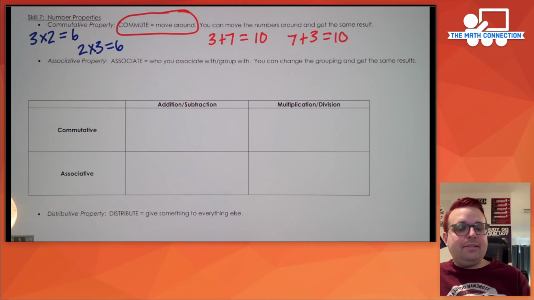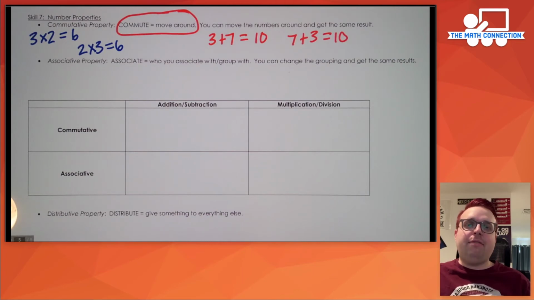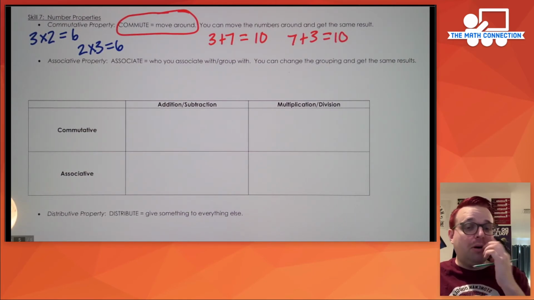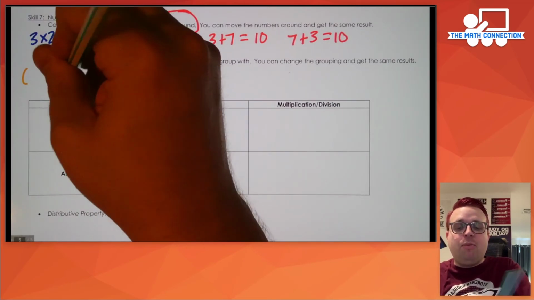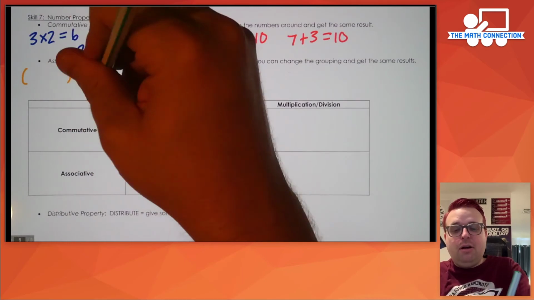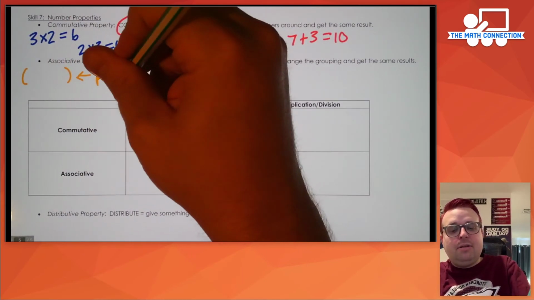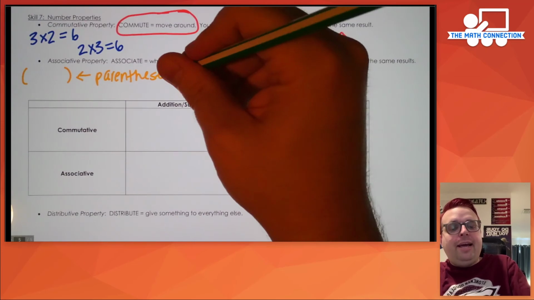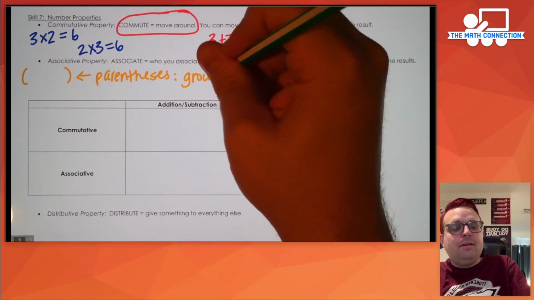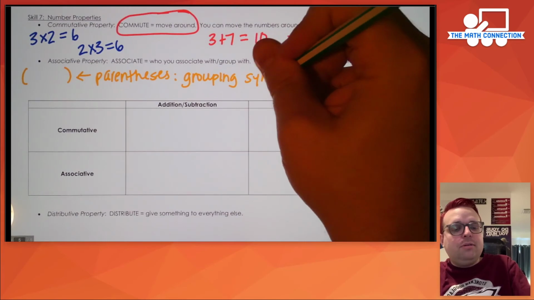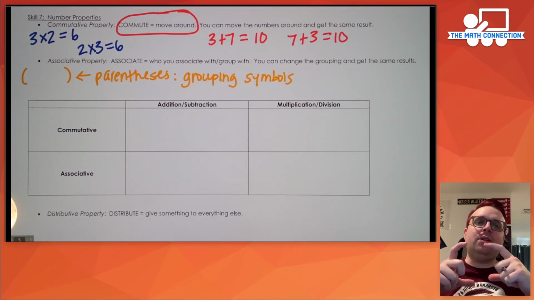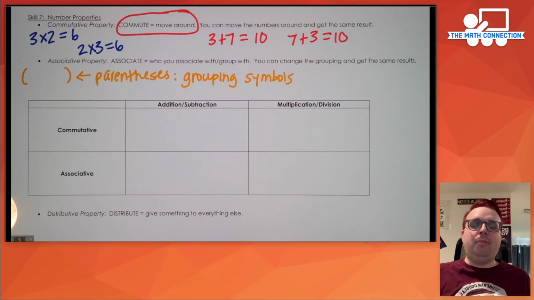The second thing is the associative property. In the associative property, what we're talking about is things that are grouped together inside of a mathematical expression. So when I'm talking about grouping, I'm talking about grouping symbols like parentheses. Okay, so these are parentheses, and they are grouping symbols. They group things together so that you do them in a particular order in a problem.